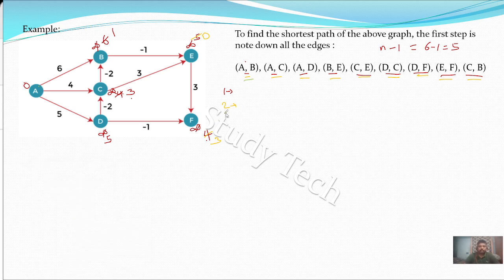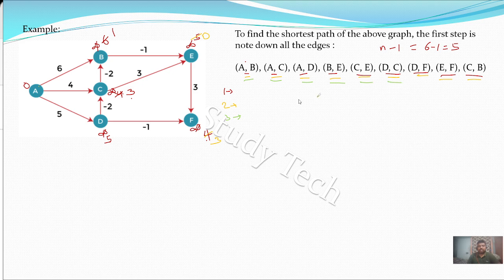Third iteration. A to B: 0 plus 6, 6; here 1 is also there, 1 is the minimum, leave it. A to C: 0 plus 4, 4, but here 3 is there, so leave it. A to D: 0 plus 5, 5 is also there, leave it. C to E: 3 plus 3, 6, but 0 is there, so leave it, that is the minimum. D to C: 5 minus 2, that is 3, already 3 is there, leave it.